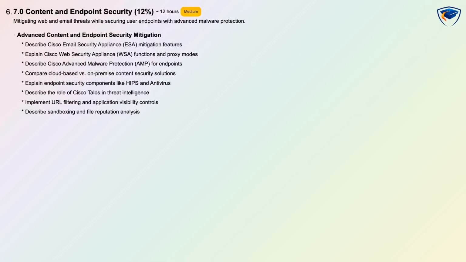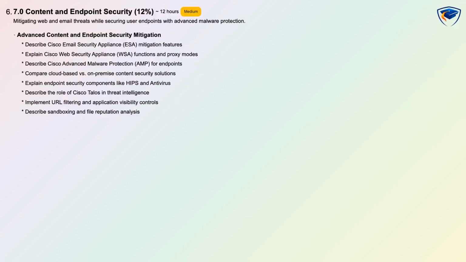Domain 7.0, Content and Endpoint Security, which also accounts for 12% of the exam, focuses on mitigating web and email threats while securing user endpoints with advanced malware protection. Key topics include describing Cisco Email Security Appliance, ESA, mitigation features, explaining Cisco Web Security Appliance, WSA, functions and proxy modes, and describing Cisco Advanced Malware Protection, AMP, for endpoints.